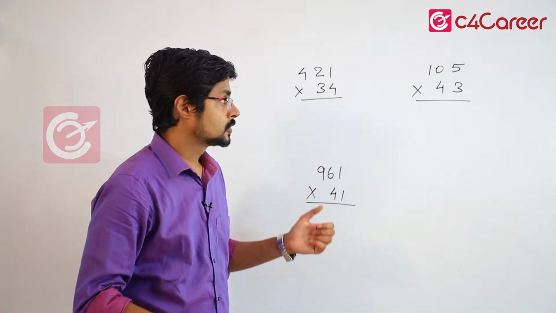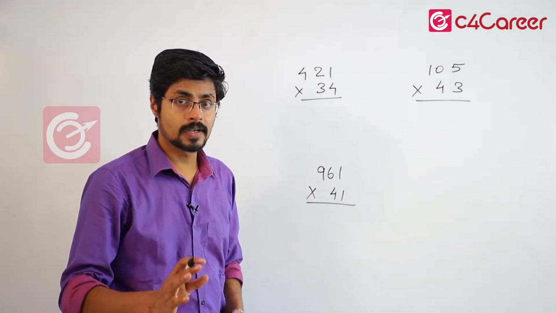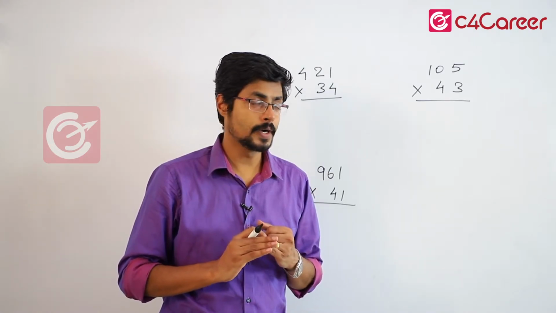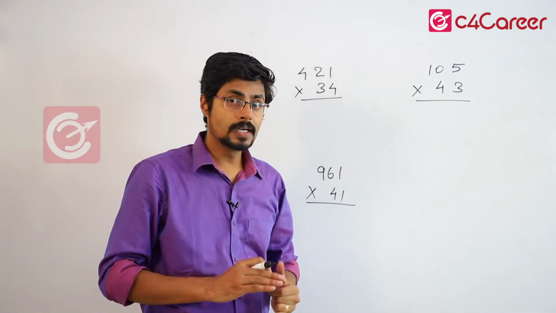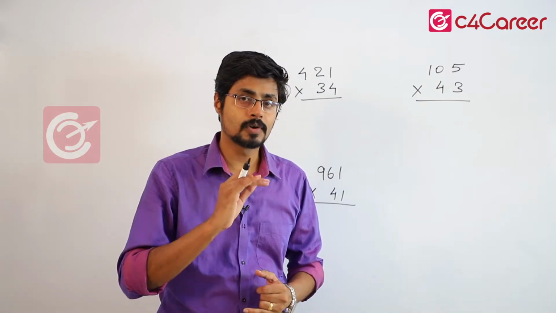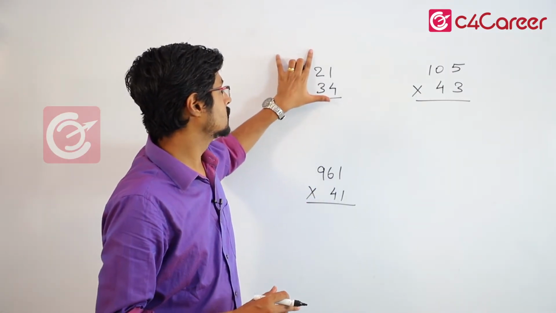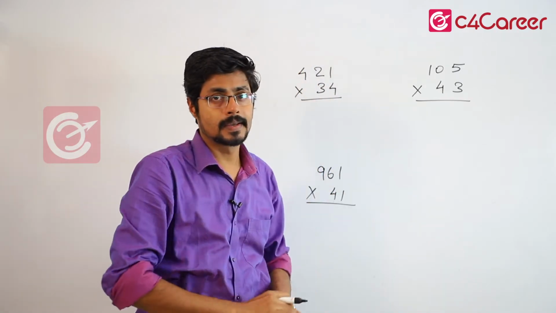So let's practice a few questions on the method we have discussed. Before that, let's revise the 4 steps once again. First step, multiply the unit digit. The unit digit has to be multiplied. Second step was cross multiply. So taking only 2 digits, we will cross multiply. That is the second step.